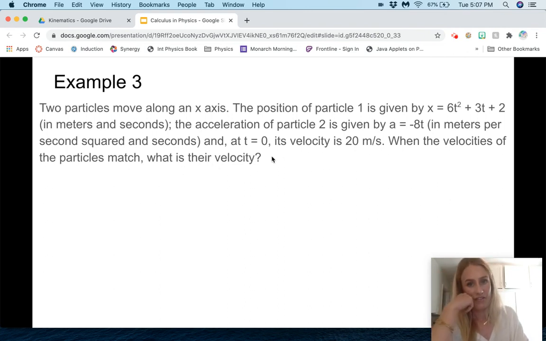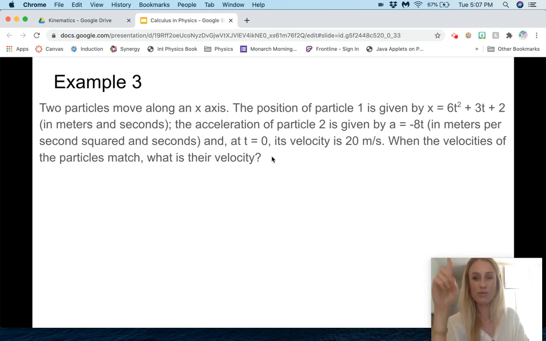Half the battle in physics, and you can probably see already, is that the problems we're going to be solving are word problems, which everyone hates in their math class. So these are all the problems that you hated in math class. But if you apply a set of steps and a set of rules when you're doing these problems, it makes them much, much easier.